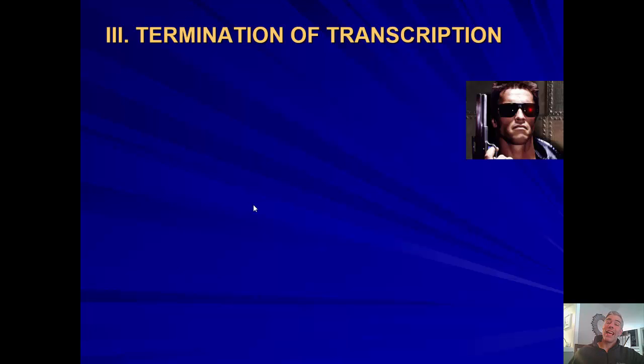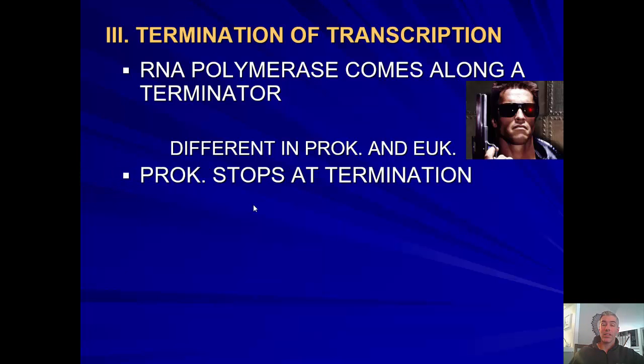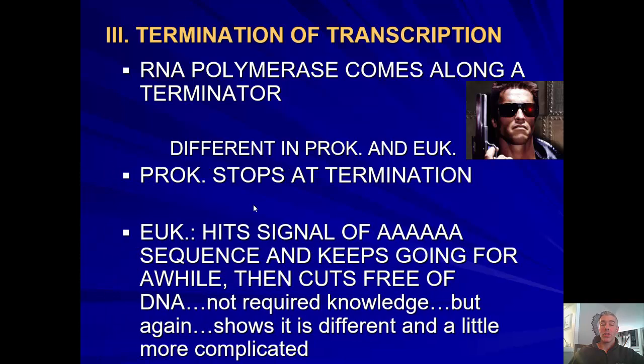Then once it gets to the end, we have to terminate it. Okay, so it hits something called the terminator sequence in the DNA. In prokaryotes and eukaryotes, it's different. Prokaryotes stop at a specialized sequence, but the eukaryote will hit a signal of poly A, like long chains of A's, and it keeps going, and then it'll cut free of the DNA. Okay, you don't have to really know that. They're not going to ask that on the AP Bio exam, but that's how it stops the process. It gets terminated.